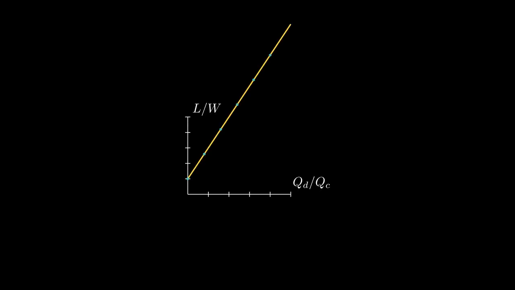Experimental data points collapse onto a master curve when we plot normalized droplet length against flow rate ratio, confirming the scaling law.